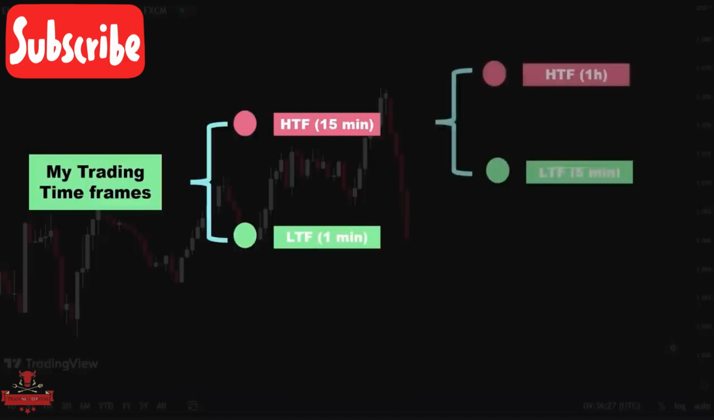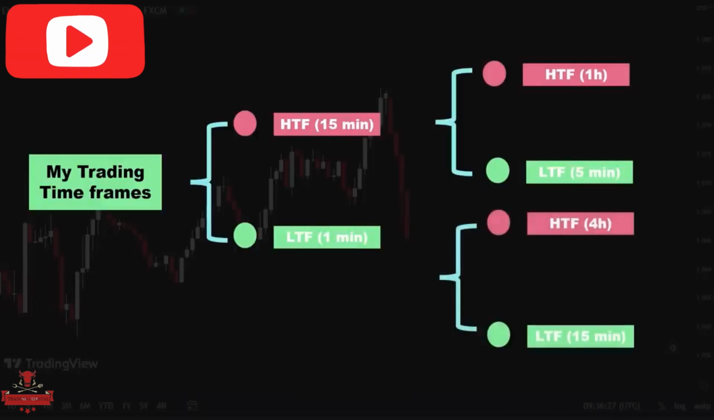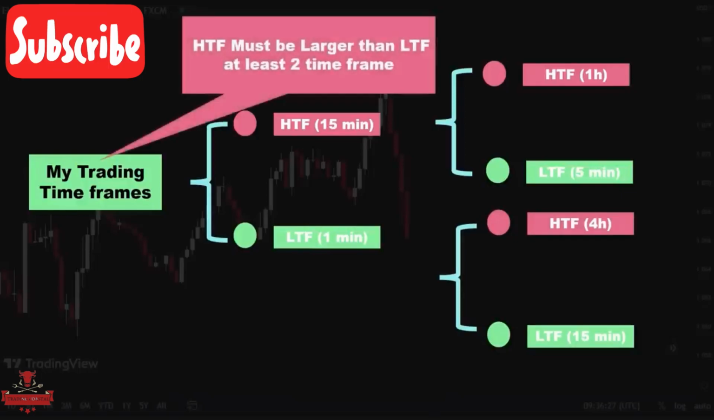But you can also use the 1-hour time frame as your higher time frame and the 5-minute time frame as your entry time frame, or you can use the 4-hour time frame and the 15-minute time frame. It is totally up to your personal taste. But the key rule you should always obey is that your higher time frame, which you would use for market analysis, must be larger, at least 2 times.